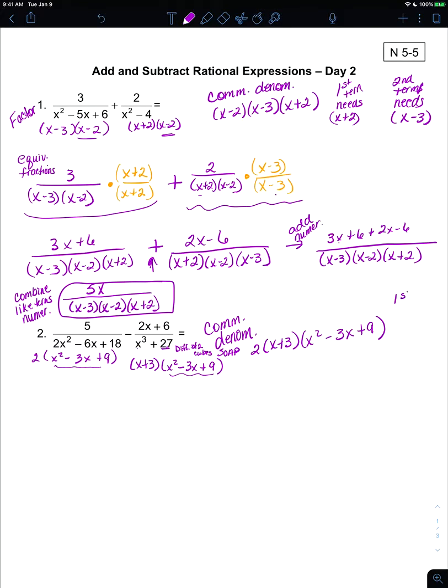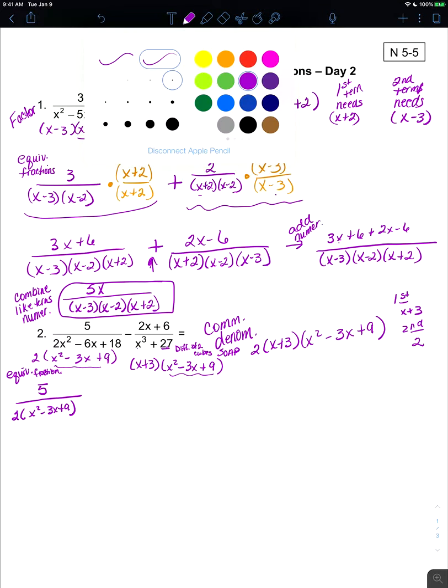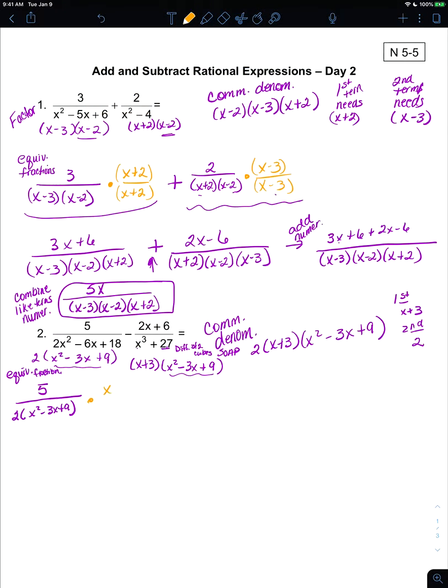That first term is going to need the x plus 3. That second term is going to need, looks like just the 2. So we'll multiply the second term by 2, the first term by an x plus 3. So let's make equivalent fractions. Next step rather. So we're leaving this as 2 times x squared minus 3x plus 9. We're multiplying this first term times that x plus 3 over x plus 3.